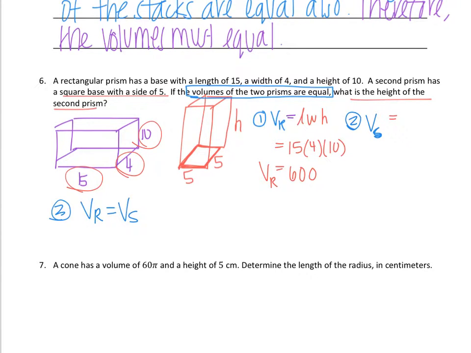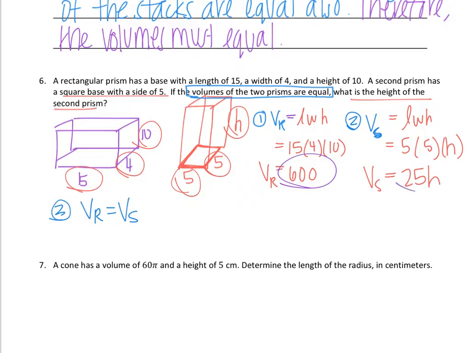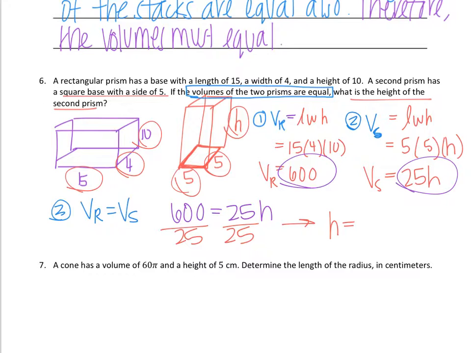Volume of the square prism, same type of thing, 5 times 5 times h. Don't be scared by that h. We have 5 times 5, which gives us 25, h still attached. So we have the volume of the rectangular prism, the volume of the square prism, and now third step is to set them equal. 600 equals 25 times h. Divide by 25. So then h equals 24.